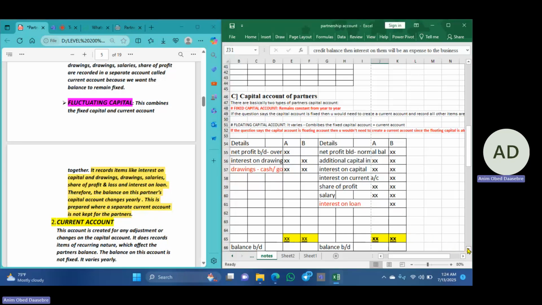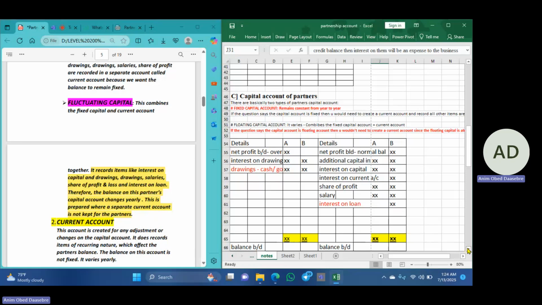After recording all the items in the current account, you need to balance it nicely and take the balance. Now the balance on the current account will be transferred to the finance by. When you are preparing the balance sheet, then you take that balance over there together with the capital accounts.